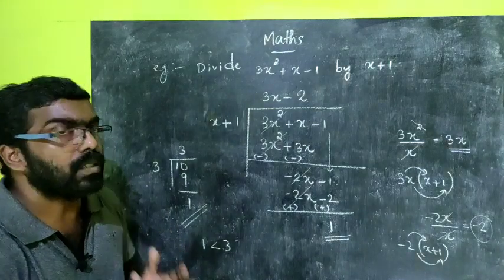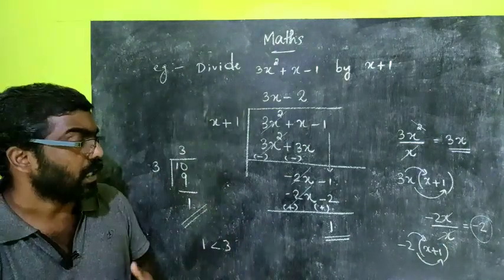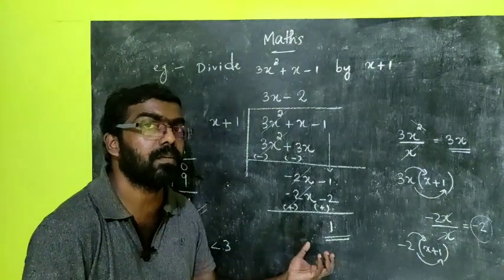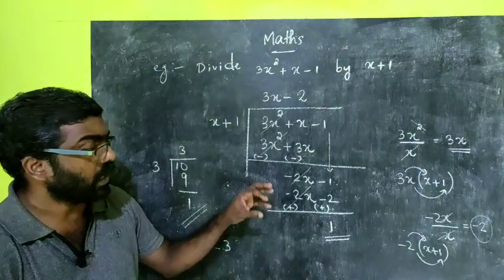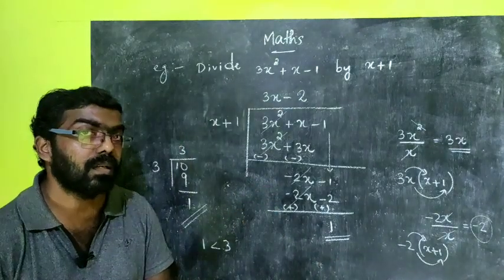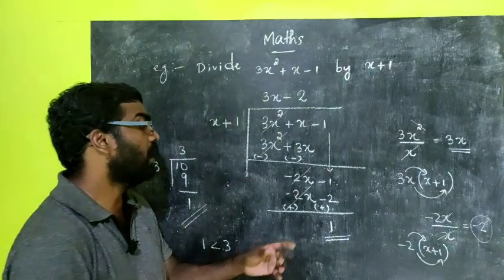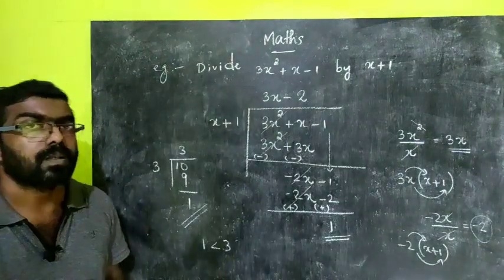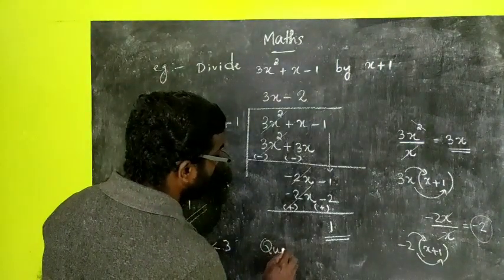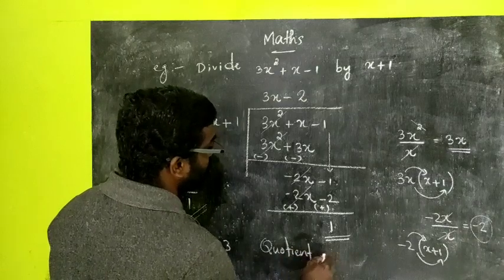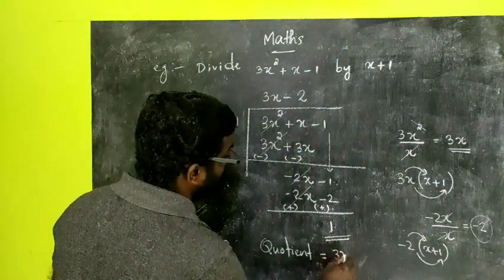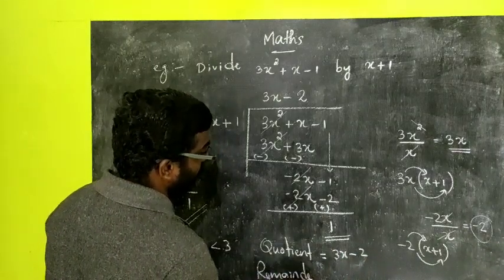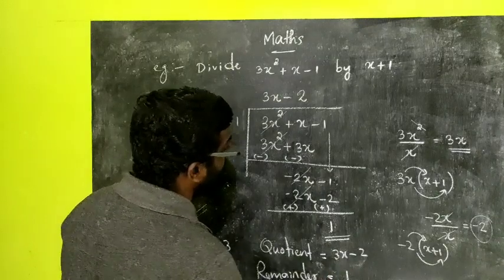So similarly in polynomials, the remainder is either 0, in some situations the remainder will be 0, or the degree of the remainder is less than the degree of the divisor. So here we can write the quotient is equal to 3x minus 2, and the remainder is 1.